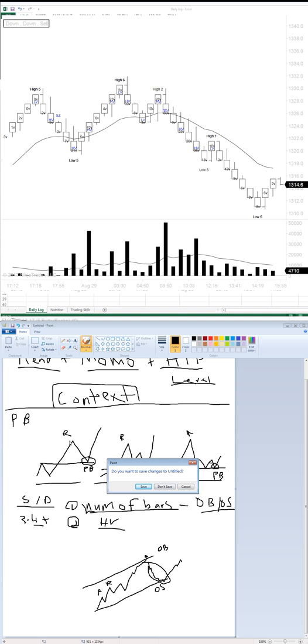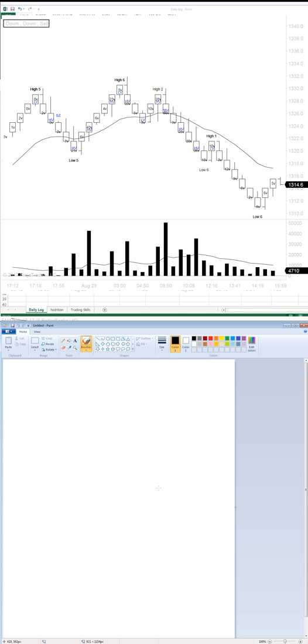So we've covered the rally. Now the next thing is the pullback. What you're looking for in that pullback is you want it to hit a moving average, like an 18-period moving average. But more importantly, from a Wyckoff perspective, you want to hit the 50. You want it to tag or go below the 50% retracement.